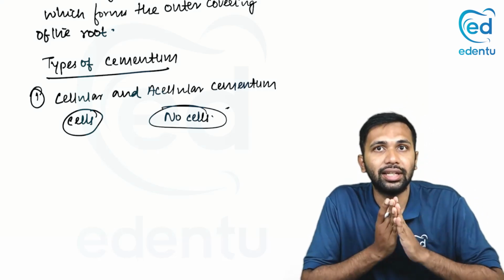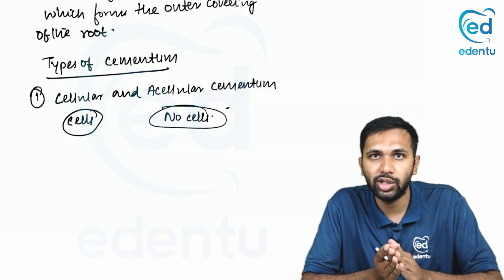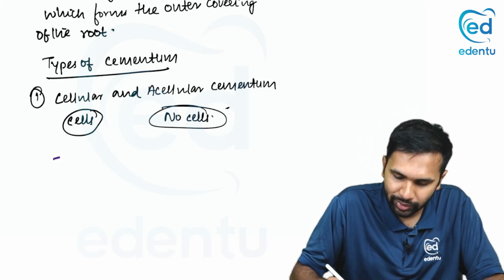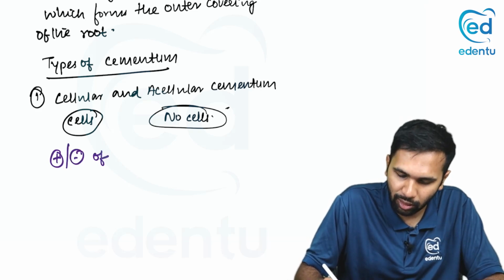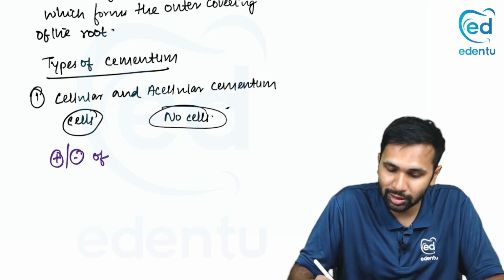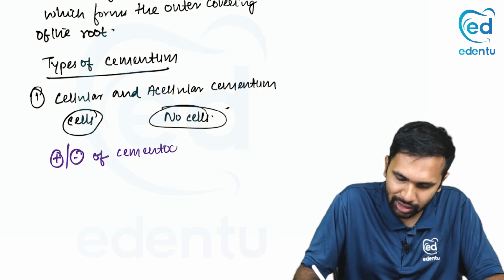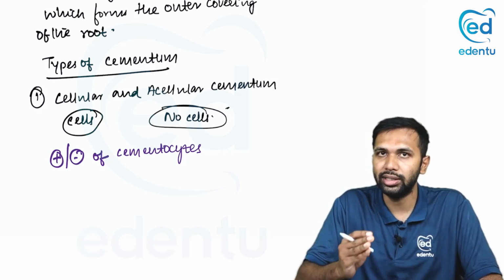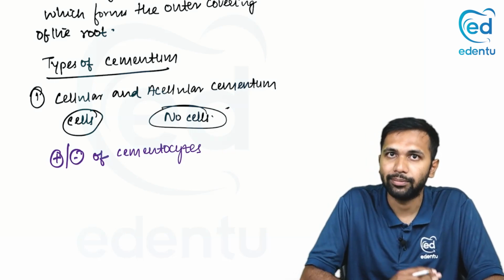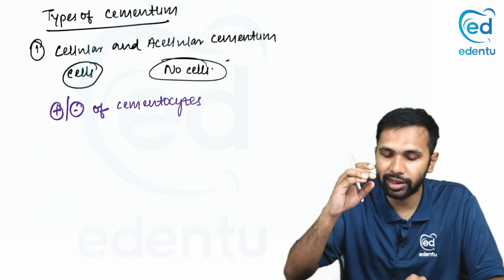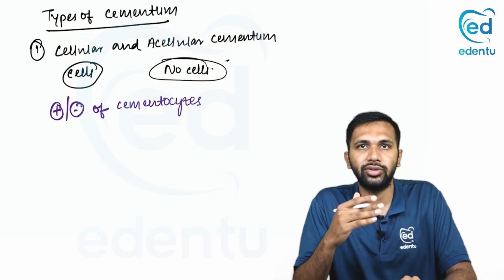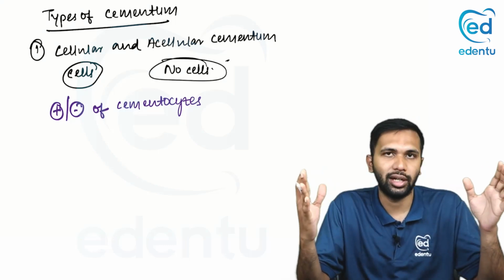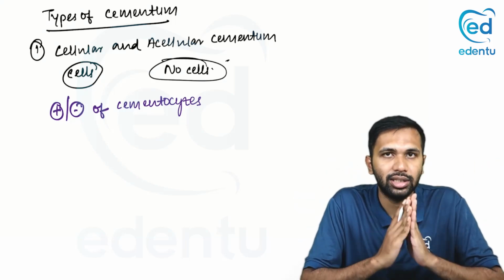So what cells form the basis on which we are dividing the cementum into cellular and acellular? It is based upon the presence or absence of not cementoblasts, it is based upon the presence or absence of cementocytes. They are a different group of cells. Okay, I'll tell you what it is. If histologically you can detect the presence of cementocytes, then it is called cellular cementum. If histologically there are no cells, no cementocytes, then it is acellular cementum.